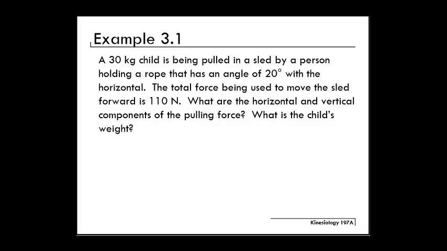The best thing to do with this example would be to draw a picture. We know that we have a child being pulled at a 110 newton force at 20 degrees to the horizontal. We'll complete this triangle by making a 90-degree angle. We want to find the horizontal component and the vertical component.